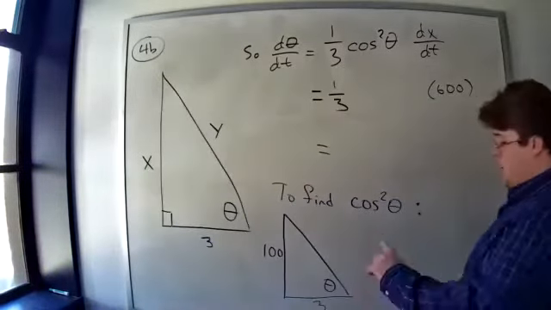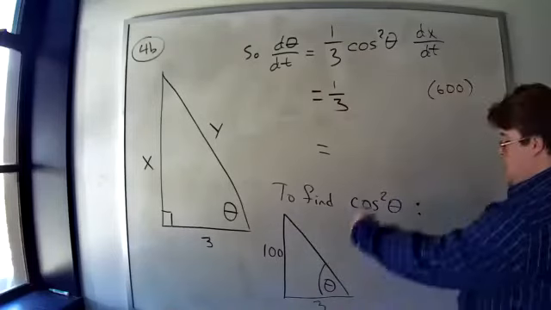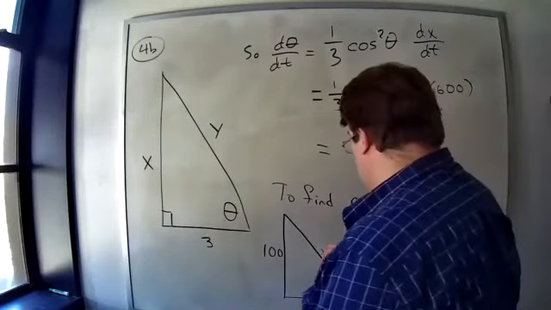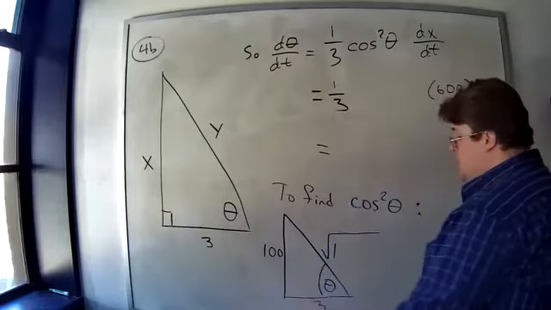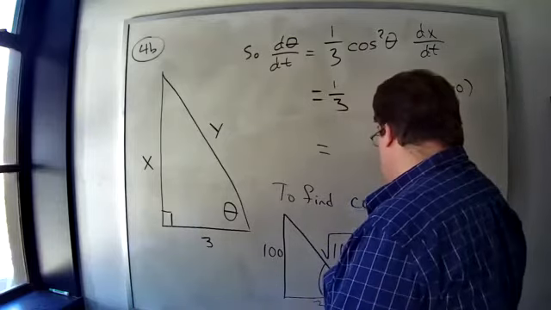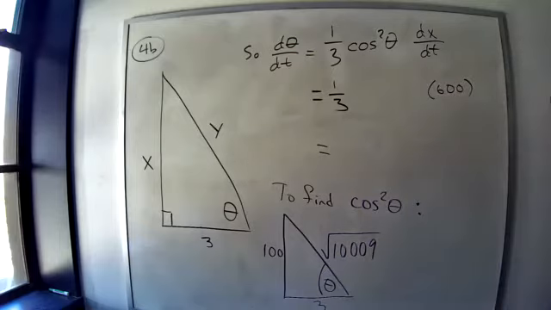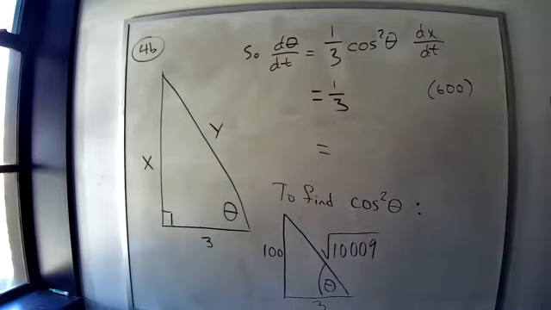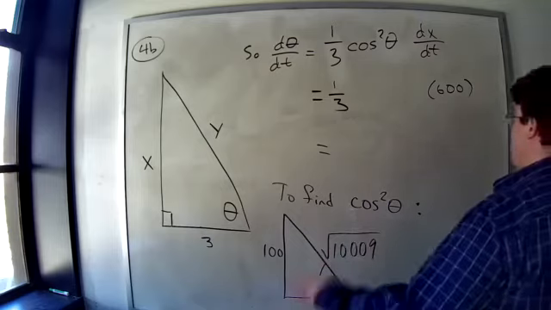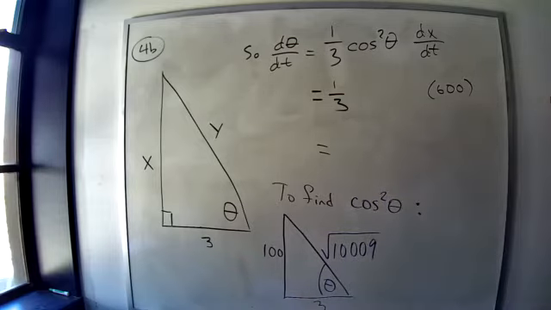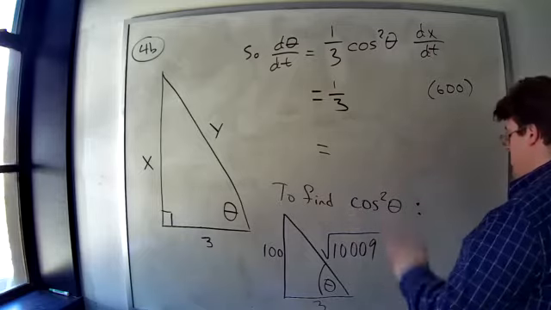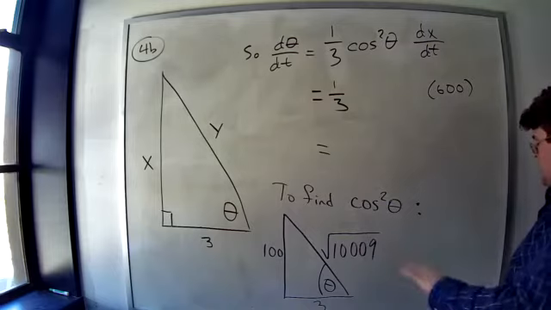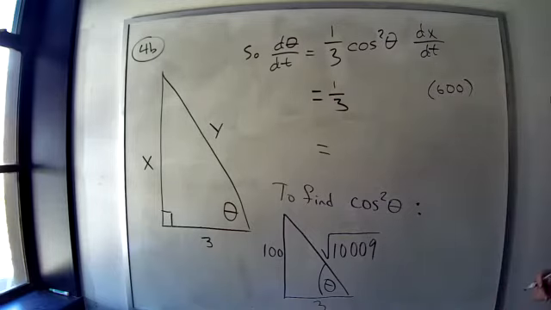What's cosine? Cosine is adjacent over hypotenuse, so we need the hypotenuse here. What's the hypotenuse? Well, 100 squared is 10,000, 3 squared is 9, 10,000 plus 9 makes 10,009, and we need the square root. I don't think a number comes out. Don't worry if a number comes out of a square root. That's not a useful simplification. I believe I set it up so that it doesn't.